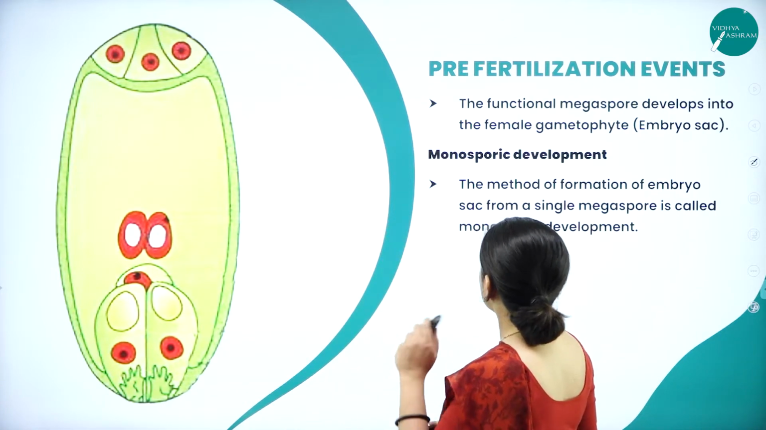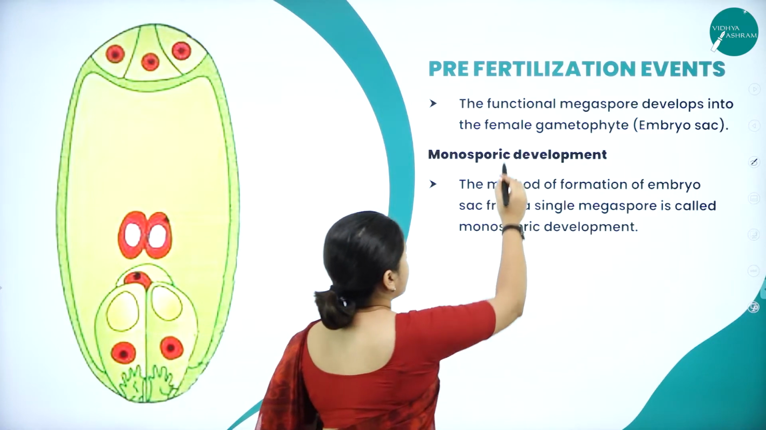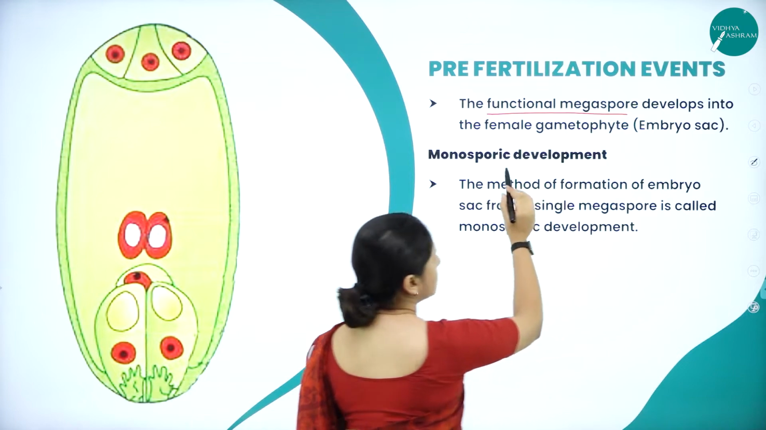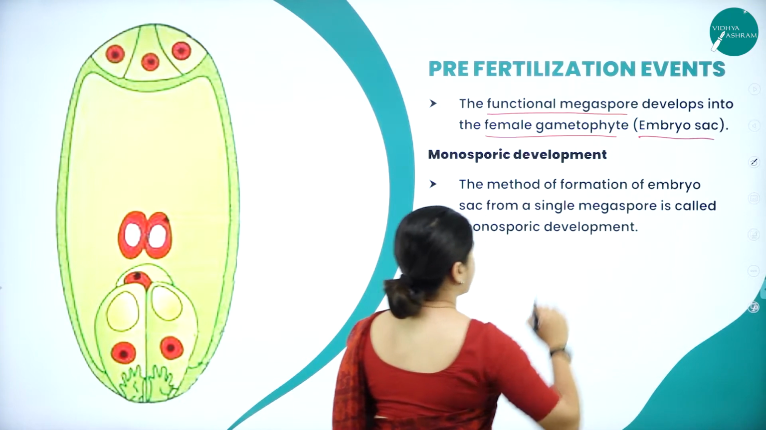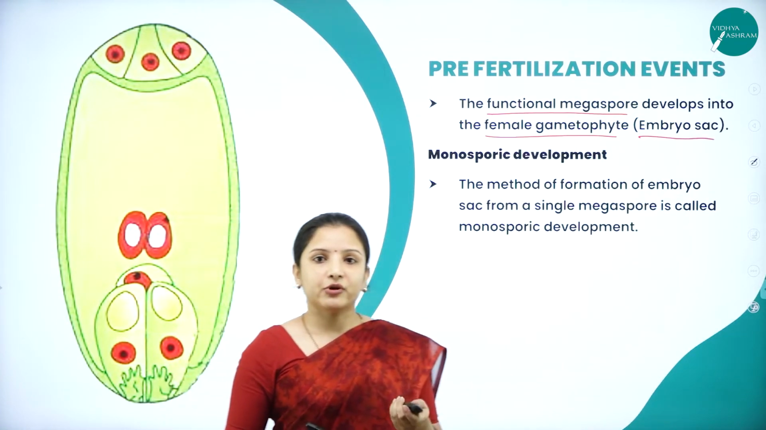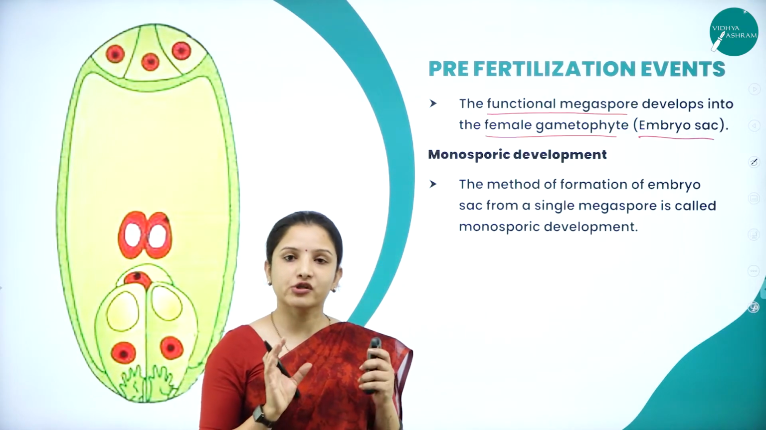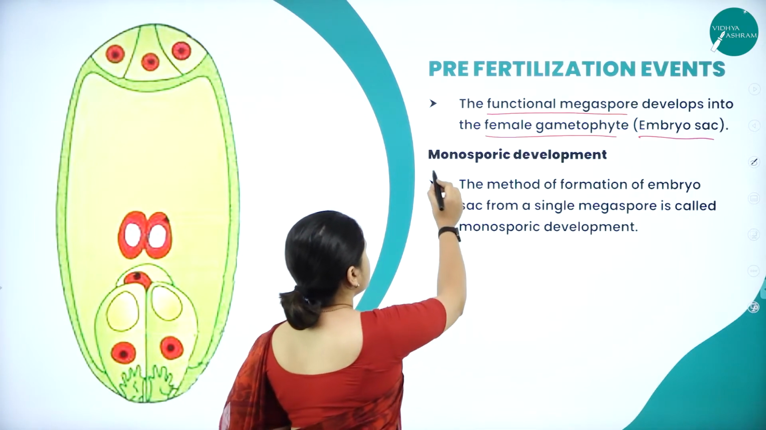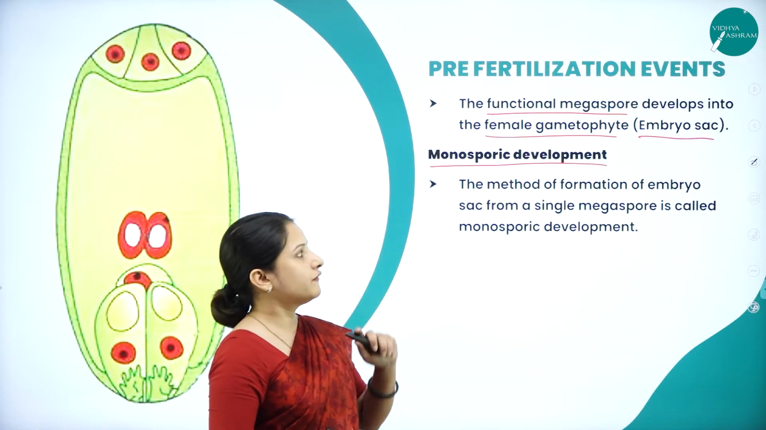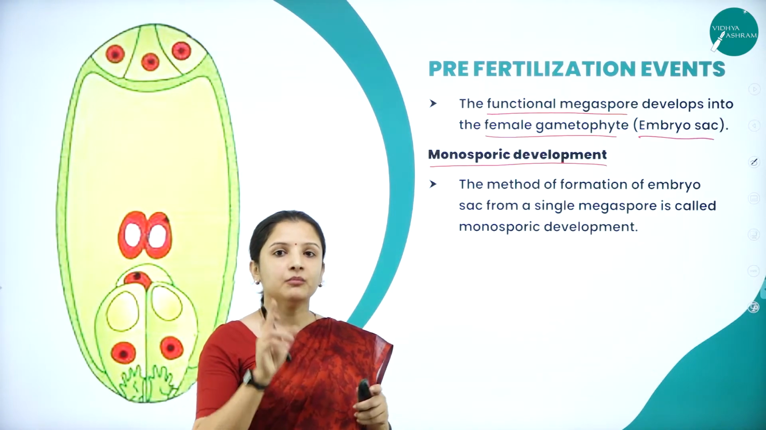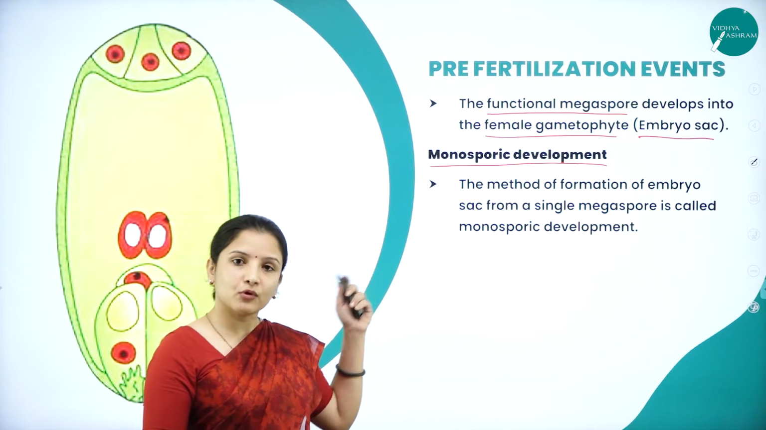Next, the functional megaspore develops into the female gametophyte. It is called the embryo sac. How this embryo sac develops, we'll study briefly again. There is one more term which you have to remember here. It is called monosporic development. Mono means one. So the method of formation of the embryo sac from a single megaspore is called monosporic development.